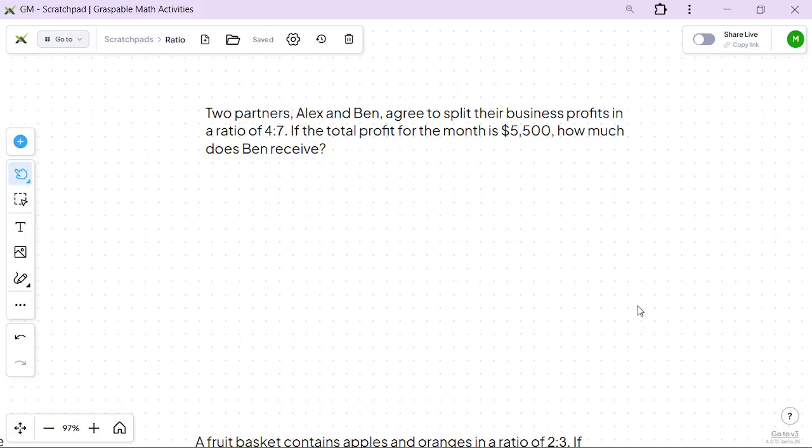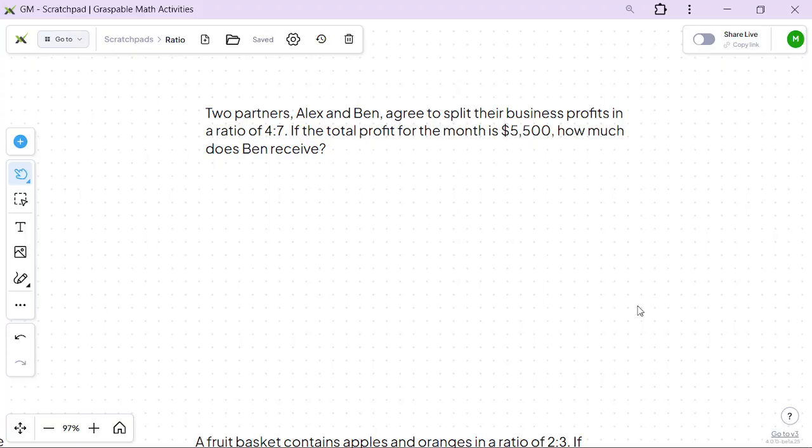Now in this part we are going to be looking at something a little bit different from what we looked at last time. I'll read out the question. Two partners, Alex and Ben, agreed to split their business profits in a ratio of 4:7. If the total profit for a month is $5,500, how much does Ben receive?